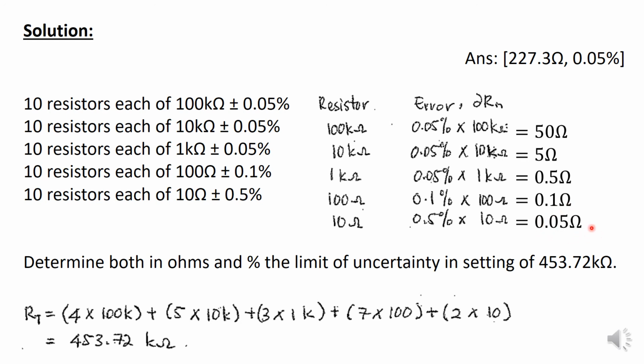You can skip this step, because we know that to form 453.72 kilo ohm, you should have 4 pieces of 100k, plus 5 pieces of 10k resistors, plus 3 pieces of 1k resistors, plus 7 pieces of 100 ohm resistor, and plus 2 pieces of 10 ohm resistor to get this resistance of 453.72 kilo ohm.